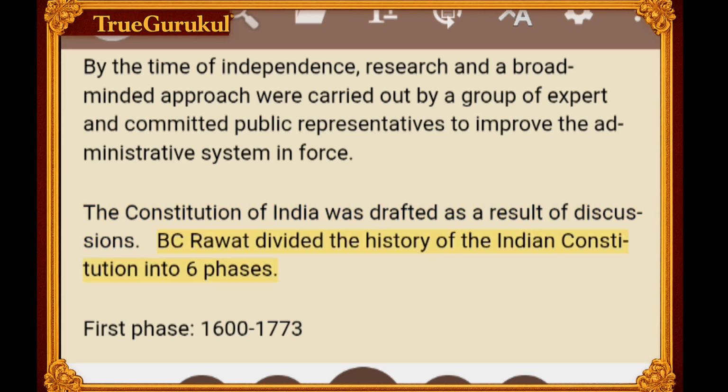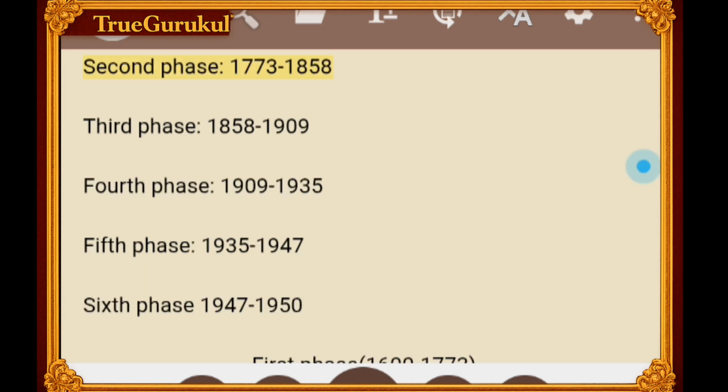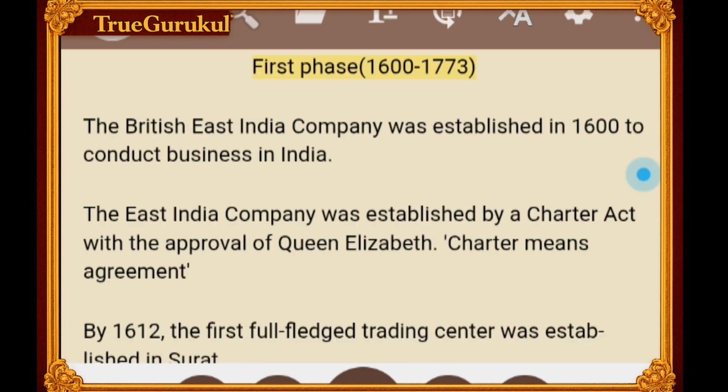B.C. Rawat divided the history of the Indian Constitution into 6 phases. First phase, 1600-1773. Second phase, 1773-1858. Third phase, 1858-1909. Fourth phase, 1909-1935. Fifth phase, 1935-1947. Sixth phase, 1947-1950.